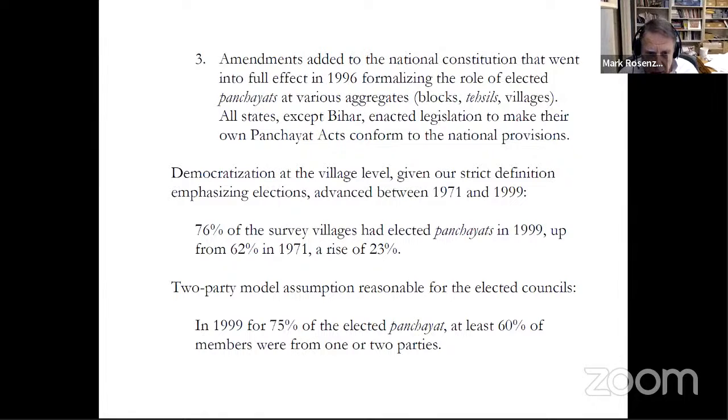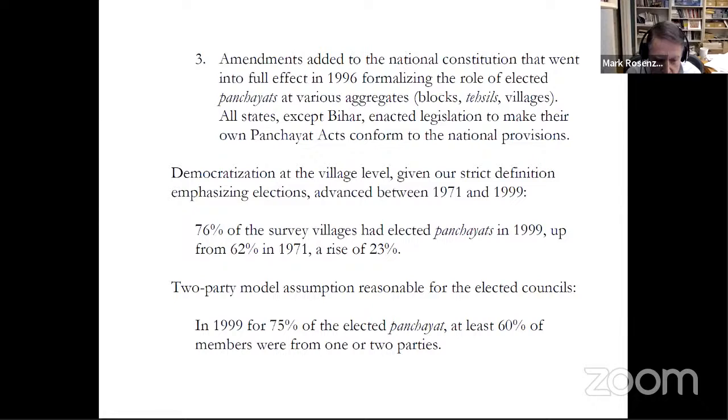What our data shows is that 76% of the survey villages at the end of the time series in 1999 were democratized. And that was up from 62% in 1971. So it's still true up to 1999 that not all the villages had been democratized. But our identification is solely going to come from the within village estimates of a village that gets democratized and comparing the shift in the public goods composition for those villages as a function of the share of the landless in the villages.